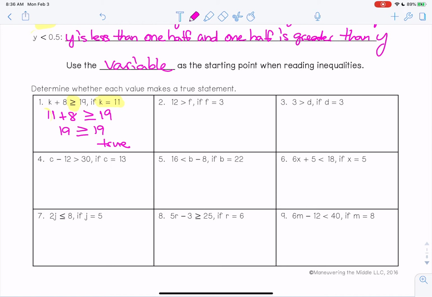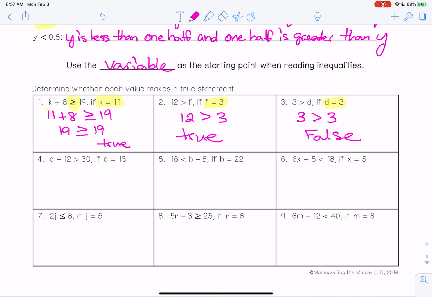For number 2, now we have f is 3, and I'm going to plug that in. So 12 is supposed to be greater than 3. Well, yes, that's definitely true. And for 3, we have d equals 3. So 3 is greater than 3. Is that true? No, they're equal because it's the same number. So this one would be false.